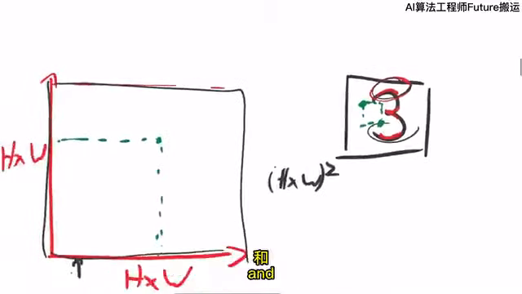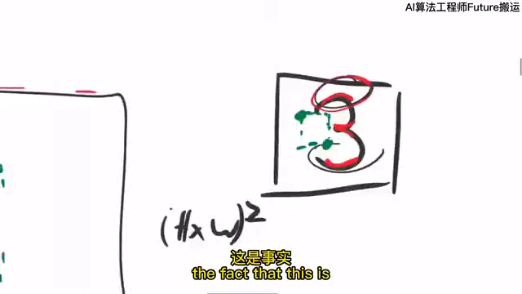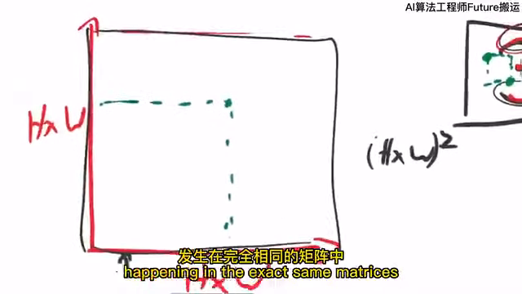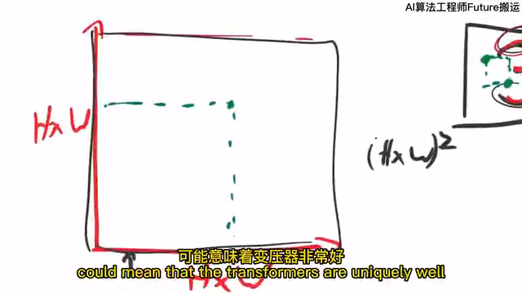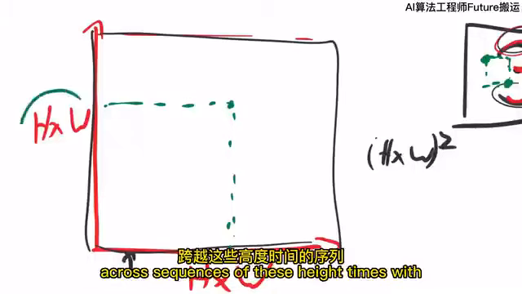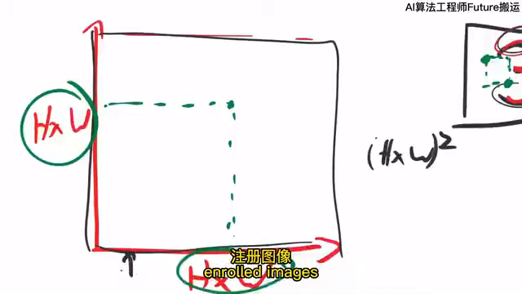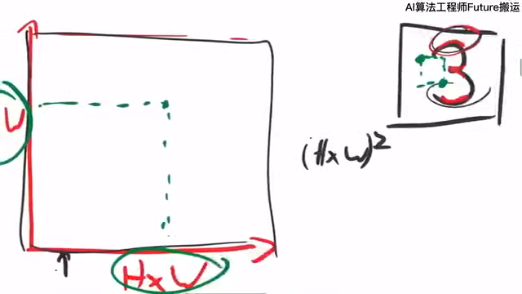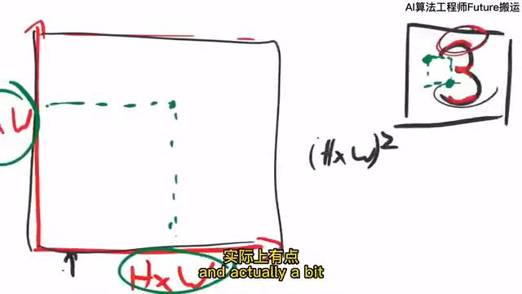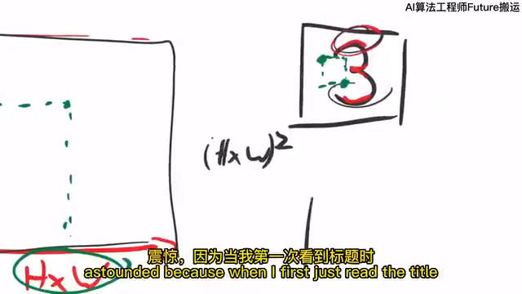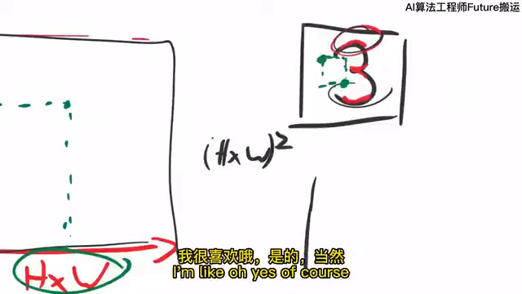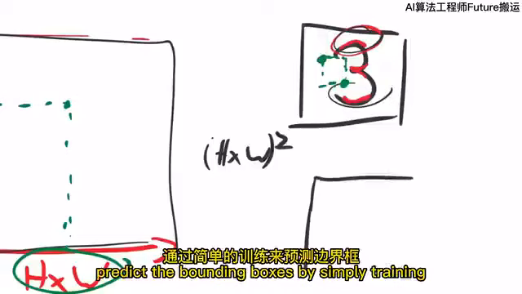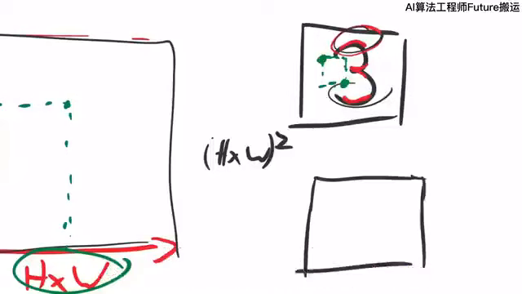You're defining a bounding box, and the fact that this is happening in the exact same matrices could mean that transformers across sequences of these height times width unrolled images are uniquely well conducive to these bounding box prediction tasks. I'm actually a bit astounded, because when I first just read the title, this immediately popped to my mind. I'm like, oh yes, of course. And they're going to predict the bounding boxes by simply training.